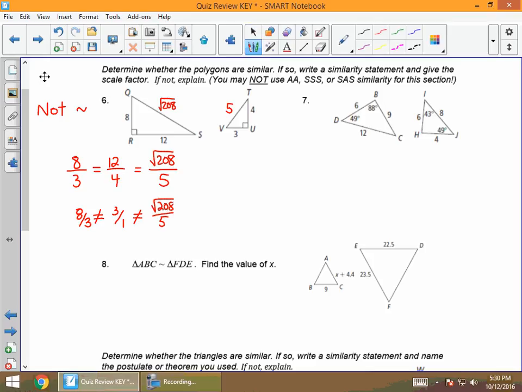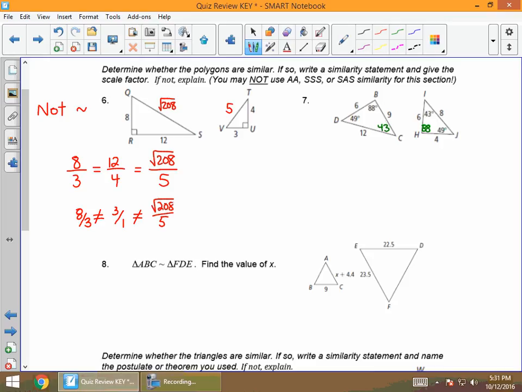All right, number 7. It gives me some angle measures. So I do know this. I know that the sum of the interior angles has to be equal to 180. So I'm going to start with triangle BCD. I'll do 180 minus 88 degrees minus 49 degrees to find that the missing angle here is 43. And in triangle IJH, you do 180 degrees minus 43 degrees minus 49 degrees, and you'll find that H is 88. So the good news is all of the angles are the same. I have a 43, a 49, and an 88 in both of them.